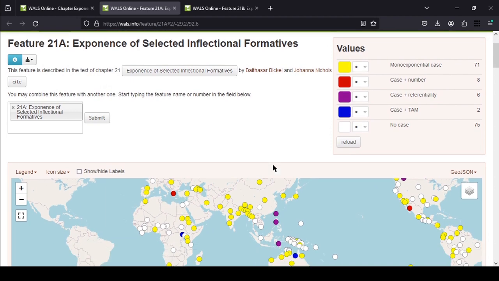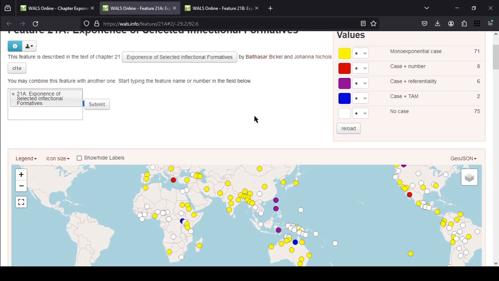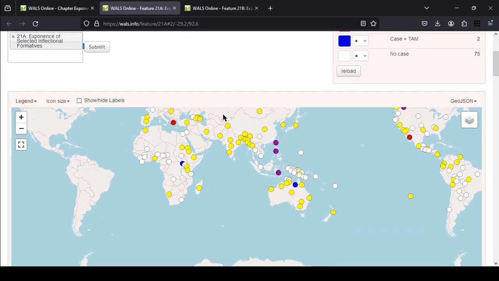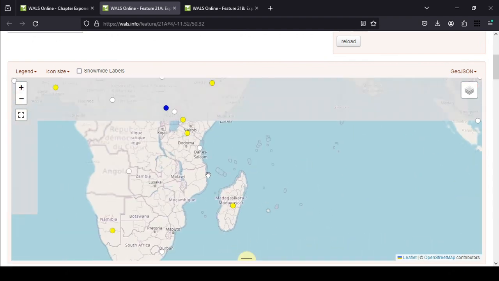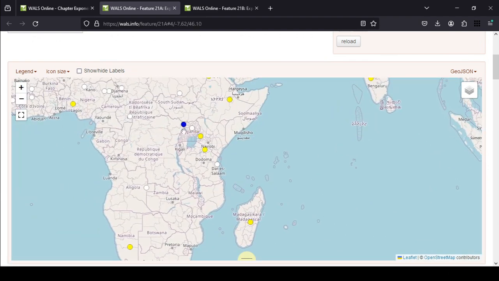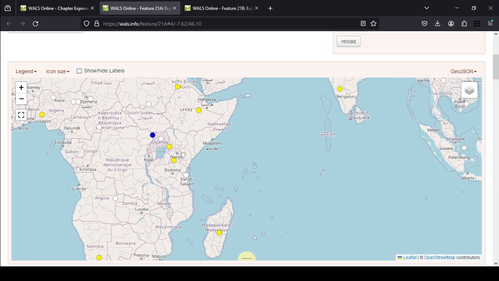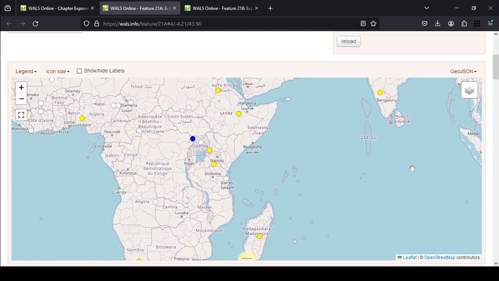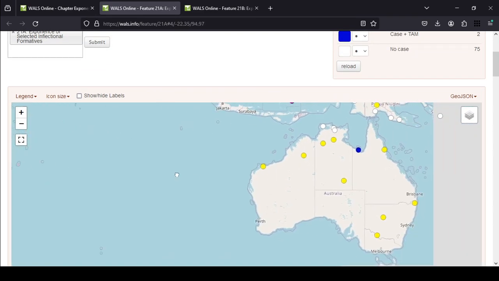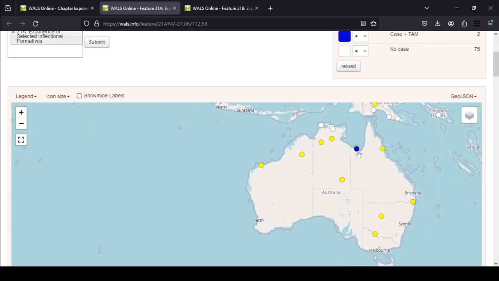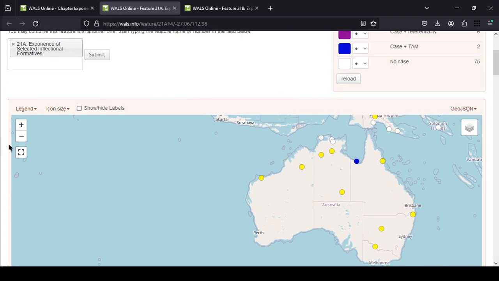Where is that? That's one in Africa. God, I can't zoom in with the scroll wheel. We've got these unique ones that merge their verbs and noun stuff together. So we have TAM in case here, in what looks like Upper Uganda, and one here on this little spike in Australia.